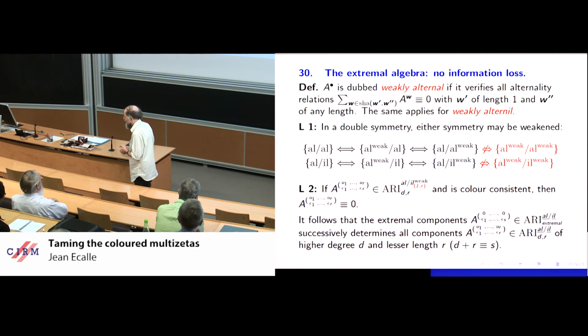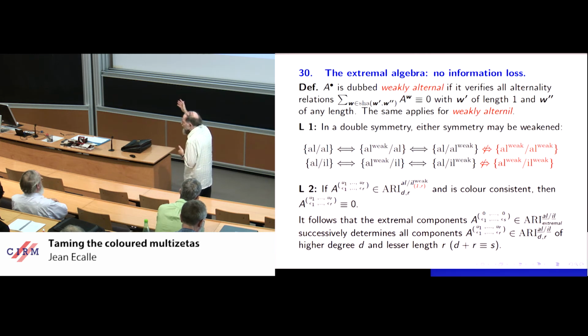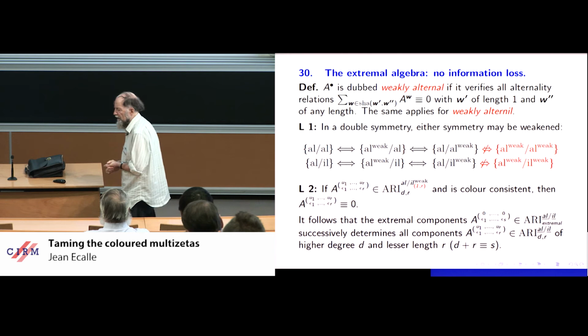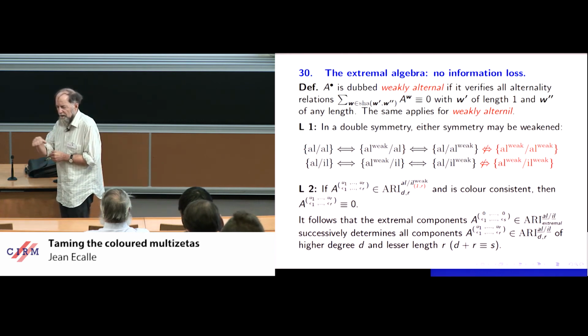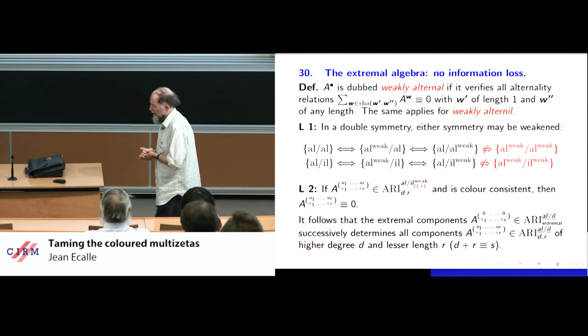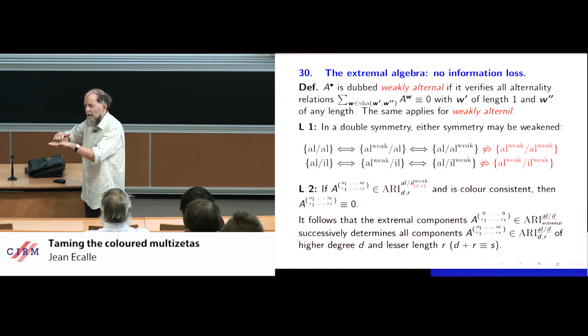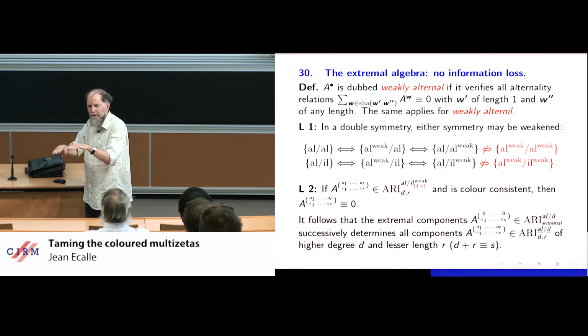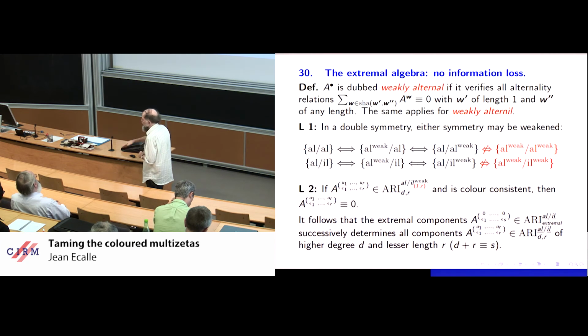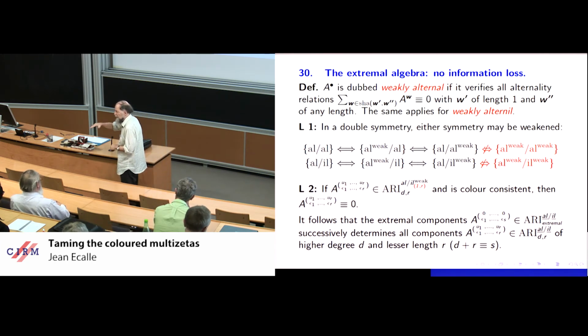This is, again, non-trivial, but extremely helpful. And it works for the al/al and al/il, and of course for the symmetral things. And the second lemma is more technical, but the advantage of going from weak, considering only weak alternality, is that it involves only neighboring lengths R and R minus 1 instead of many of them, you see? So you have scratched all the degrees, but you can recover them one by one due to these lemmas.